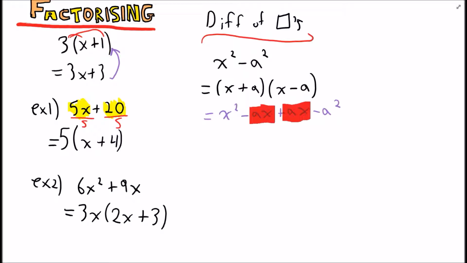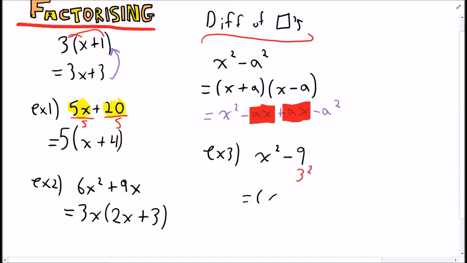So let's try, I'll call it example 3. x squared minus 9. So maybe at first glance it doesn't look like the 9 is squared, but if you think about it, is there something that squared equals 9? And yes, there is. 9's the same as 3 squared. So this is really like x squared minus 3 squared. So if I wanted to factorize this, I would write x plus 3 in the first bracket, and then x minus 3 in the second bracket.